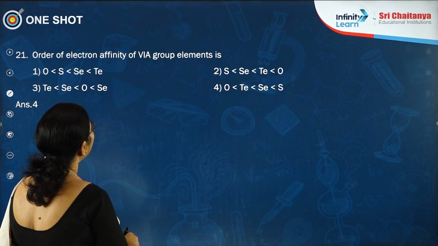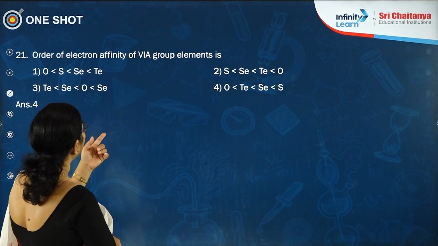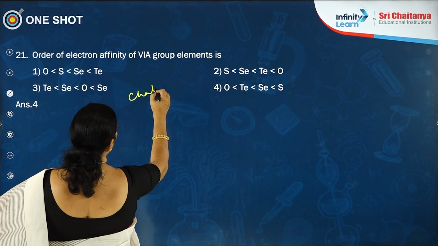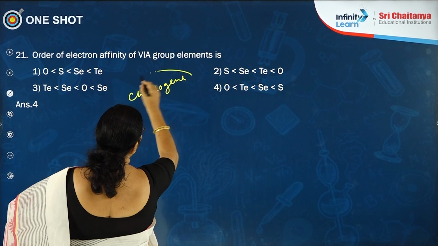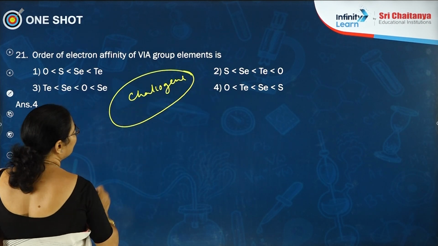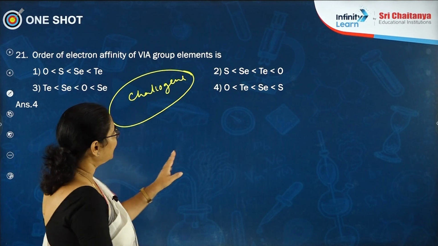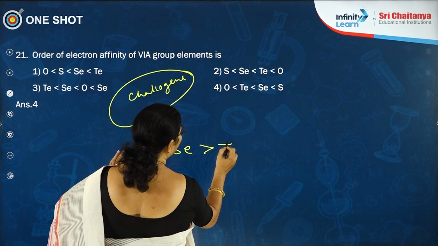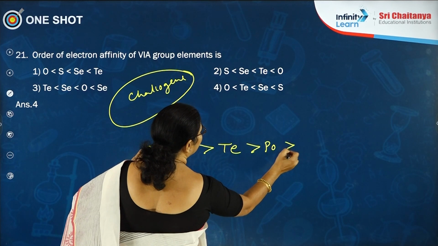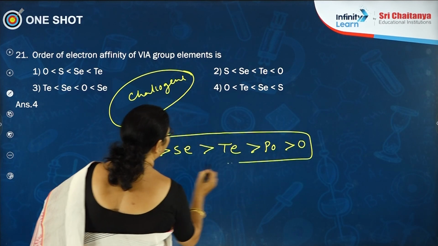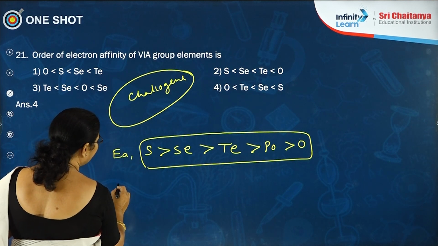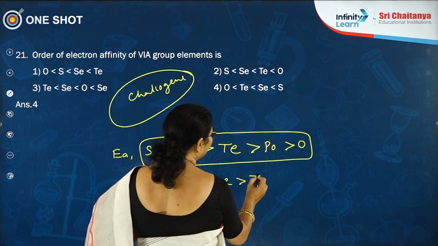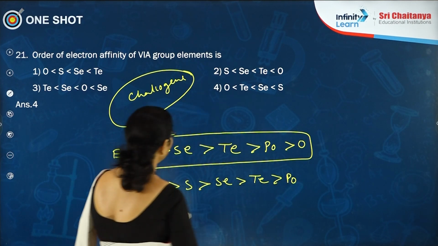Order of electron affinity of 6th group elements. 6th A group means 16th group elements, very important. 16th group elements are called chalcogens. Chalcogens electron affinity order is very important. Always the second element in a group has higher electron affinity than the first element. So we can take sulfur, selenium, tellurium, polonium, oxygen. This is the EA1 order. For the EA2 order, if you take the same order: oxygen, sulfur, selenium, tellurium, polonium. This is the EA2 value.